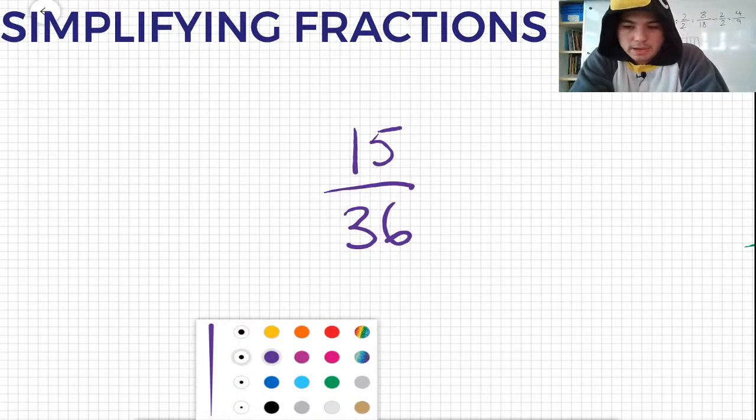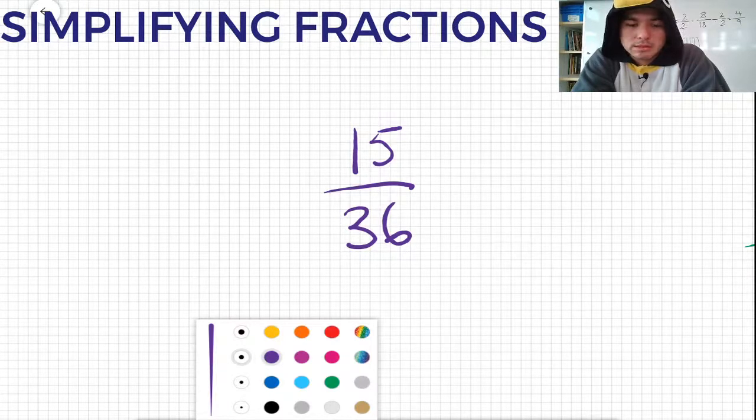Well, 2 can't, because 15 is an odd number. What about 3? Is 3 a multiple of 15, or a factor of 15? 3 times 5 is 15. So that would work, wouldn't it?